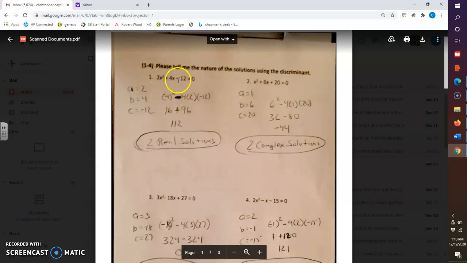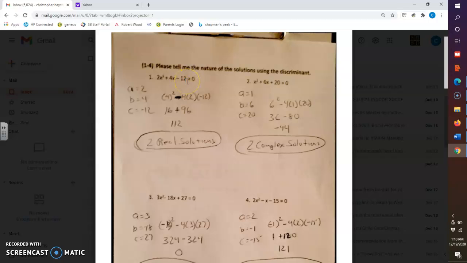I find my A, B, and C. Remember, it's always got to be equal to 0. And on the test, I'll make them equal to 0. But if they weren't, you'd have to get them equal to 0.